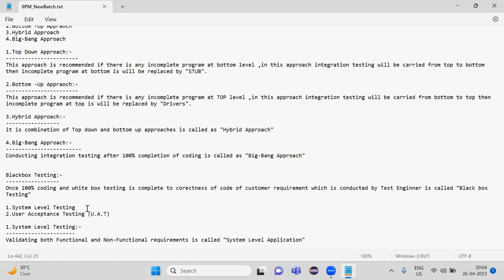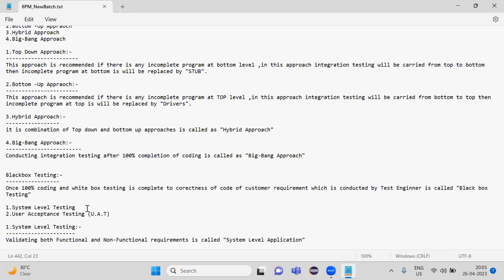Static testing is divided into two types. What are those? Reviews and walkthroughs. How many types of reviews are available? Five types. What are those? Management, technical, code, formal, and informal. Coming to dynamic testing, here it is divided into three types. What are those? White box testing, black box testing, and gray box testing.